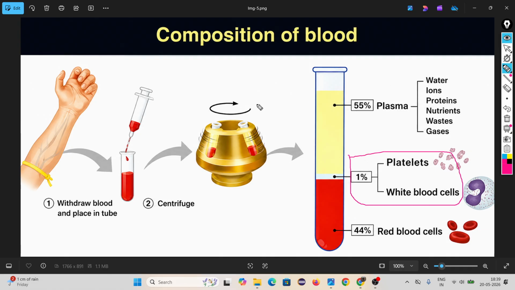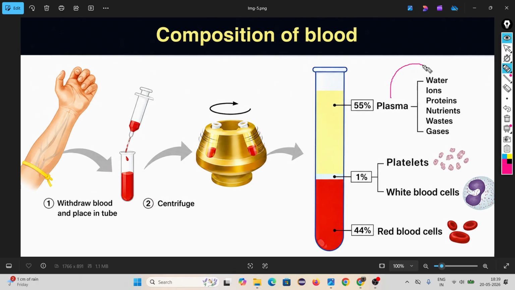Inside blood, 55% is plasma, 1% is platelets and white blood cells, and 44% is red blood cells. Their functions are also different. Plasma has one function, platelets have one, WBC has one, RBC has one. Their functions are different.